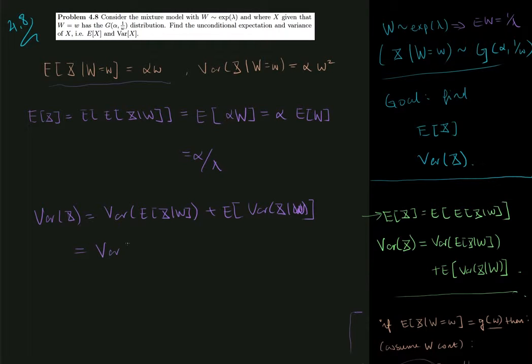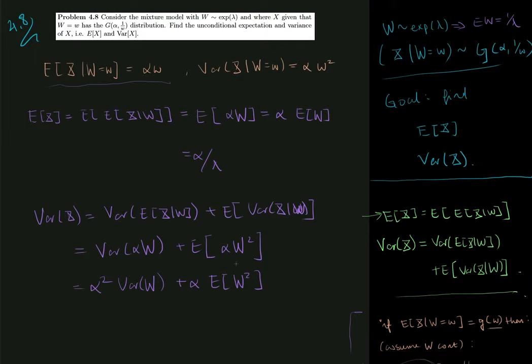So here we have the variance of alpha multiplied by capital W plus the expected value of the variance of x given W, which is alpha multiplied by W squared. And here I can take the alpha outside of the variance, then I have to remember to square it. Then I have the variance of capital W here. And then after that, we have the alpha outside and the mean of W squared here.